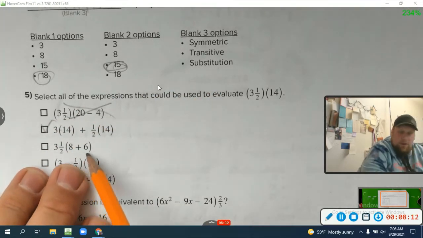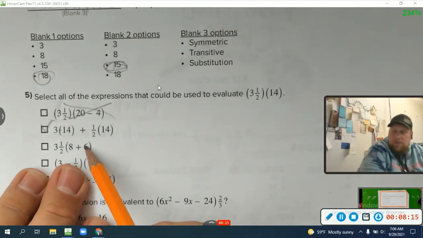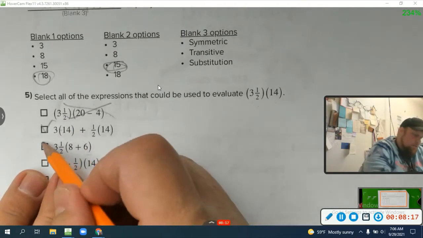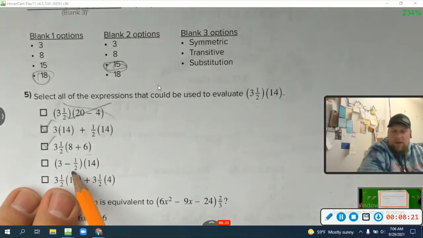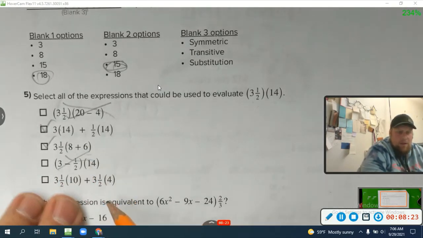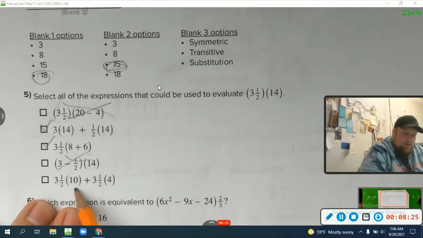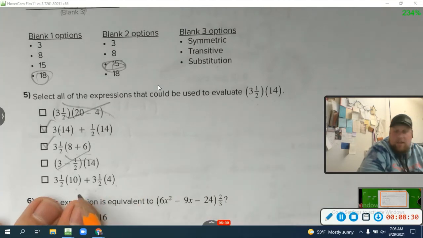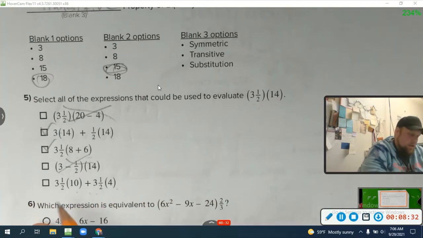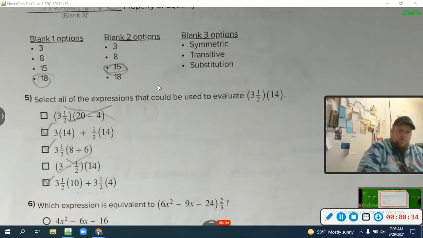3.5 times 8 plus 6. What's 8 plus 6? We do that first because it's in parentheses. That's 14. Same thing. 3 minus a half? Well, 3 minus a half is 2.5. That's not the same. What about 3.5 times 10 plus 3.5 times 4? Well, yeah, that's just splitting up 14 into 10 and 4. That's fine. So that is also a choice. Awesome.